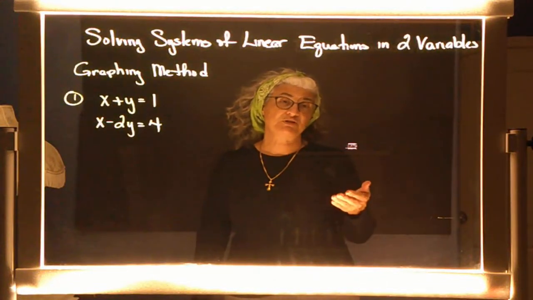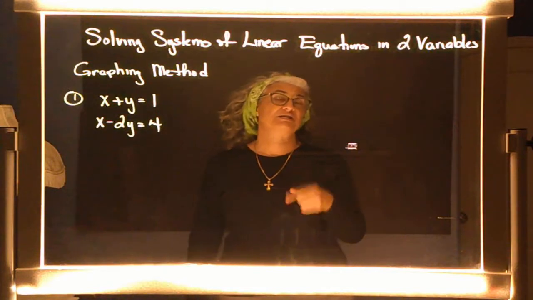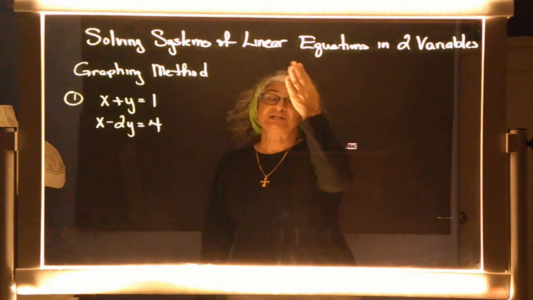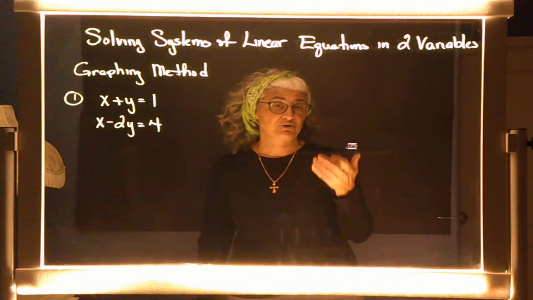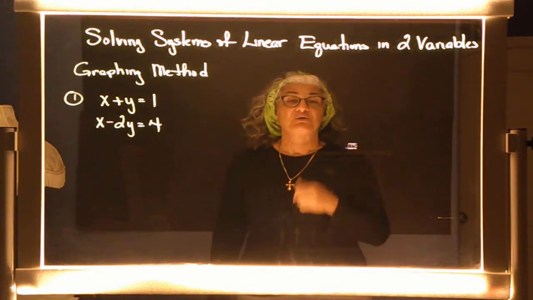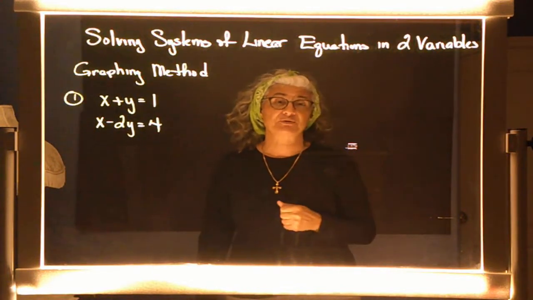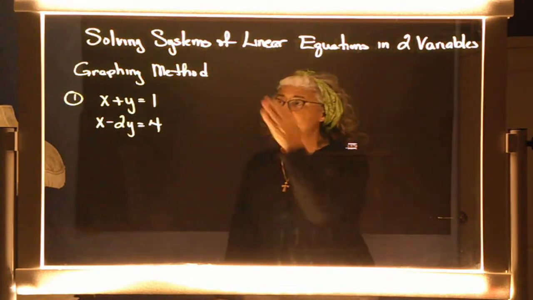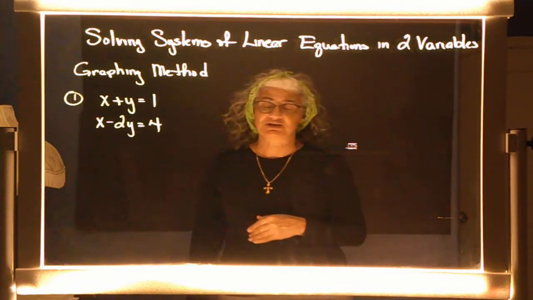Okay, so let's move into this new topic. We're going to be solving systems of linear equations in two variables. Linear means that when we graph, we're going to get a line, correct? Now there's three methods of solving linear equations with two variables. The first method I'm going to go over is graphing. Why? We just spoke about graphing, so we should be good with this.